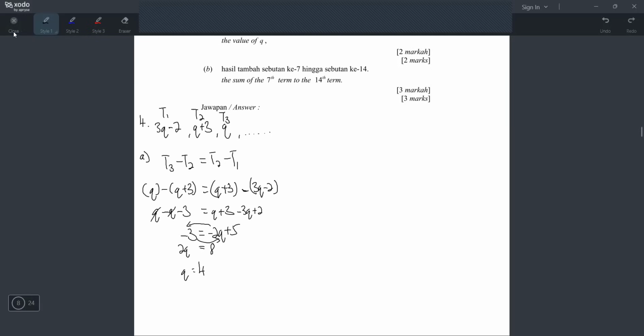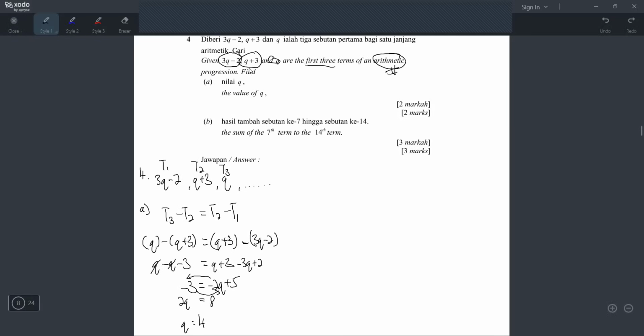Okay. So now we can do B. So B, let's see what they want. Find the sum of 7th term to the 14th term. Okay, I already have my Q. So now I can rewrite my progression, but this time I have my q already. So the first term is 3q minus 2, which is 3 times 4 minus 2, because I got my q just now. And then the second term is q plus 3, which is 4 plus 3. And then the T3 is just q, which is just 4, and so on. So what is my first term? 3 times 4, 12 minus 2, 10. 4 plus 3, 7, and then 4, and so on.